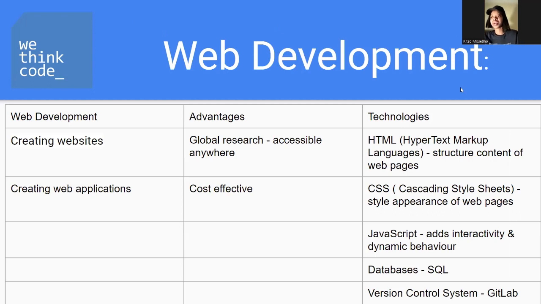So when creating a website, the advantage is that it allows global reach, meaning that it is accessible anywhere. In order to create this website, you can use technologies such as HTML, which is used for the structure of the content of web pages. You can also create web applications, which are very cost effective. Web applications use CSS to style the appearance of the web page, JavaScript, which adds interactivity and dynamic behavior, SQL, which deals with the database, and a version control system, which is GitLab.